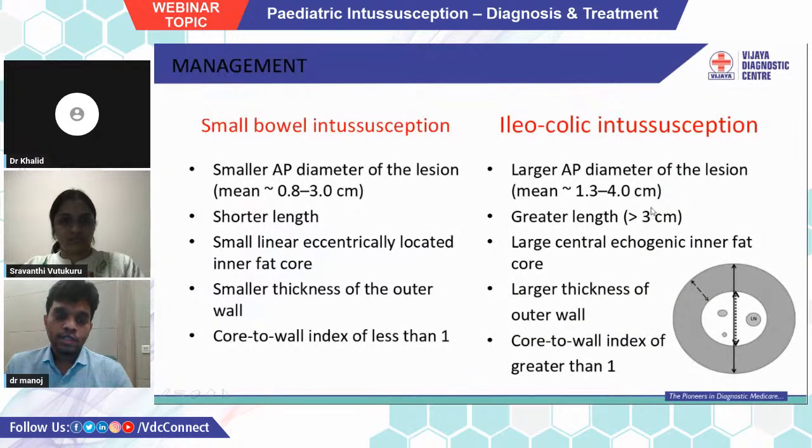So now, once we've seen a bowel within bowel appearance on ultrasound, we need to differentiate between a small bowel and an ileocolic intussusception. Now, how do we do that?